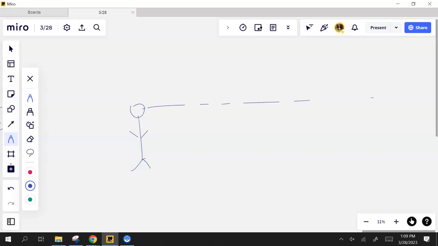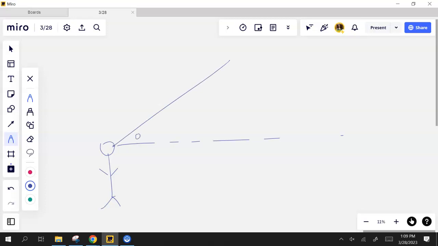Angles of elevation and depression are always measured from your line of sight, okay? You're either looking up or you're looking down. If you're looking up, that is obviously elevation, and that would be your theta. And if you're looking down at something, then this is your theta, and that's your angle of depression.